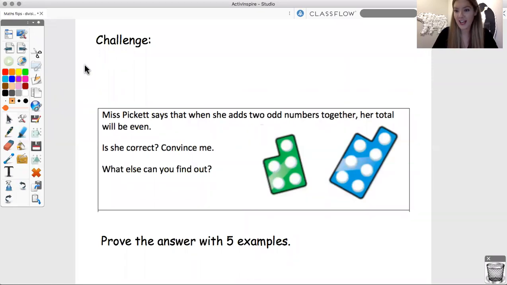Okay, moving on to our challenge now. So Miss Pickett says that when she adds two odd numbers together, her total will be even. Is she correct? I'd like you to convince me. What else can you find out? We would like you to prove the answer with 5 examples.